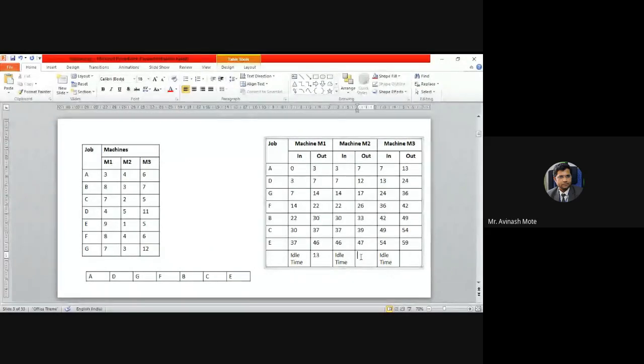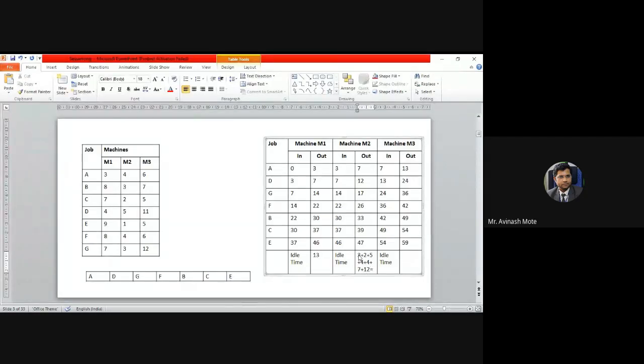Idle time for machine M2. Note that at the start it is idle for 3 minutes. Then check the next: 7, no problem. 12, 14, 2 minutes. So I'll write the addition. 3 plus 12, 14, 2 minutes, 2 plus 17, 22, 5 minutes, 26, 30, 4 minutes, 33, 37, 4 minutes, 39, 46, 7 minutes, and 59 and 47, 12 minutes, exactly.